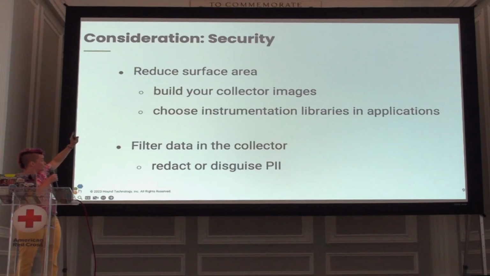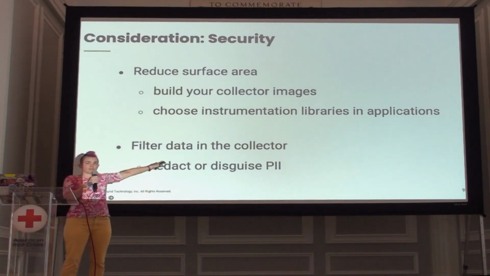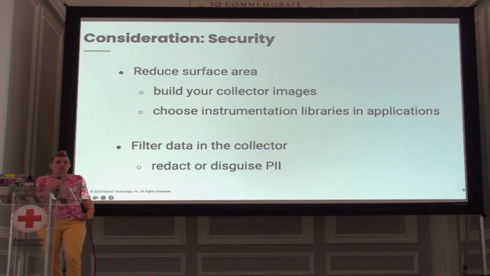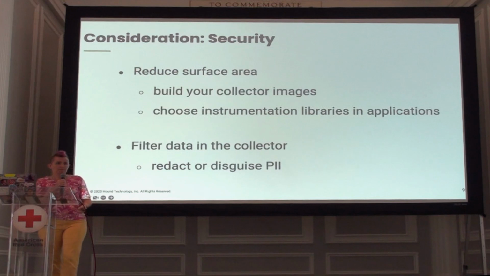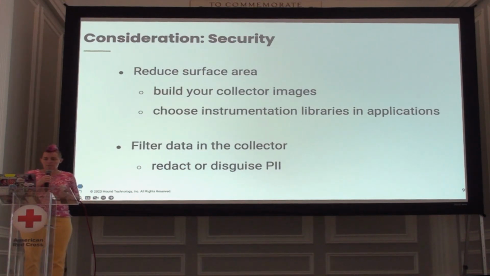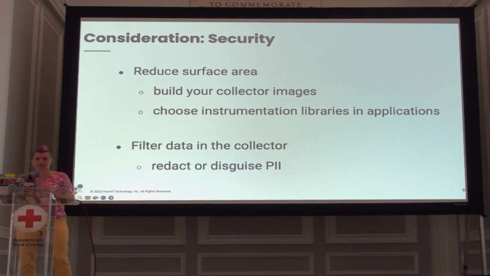Security: build your own collector images to reduce your surface area, and you can do some filtering in the collector. Your traces are probably not your major security tool because you are sampling them, but they can be useful for stuff like, as a developer, I want to make this field validation stronger. What the heck do people put in this field? Observability is great for that kind of thing.